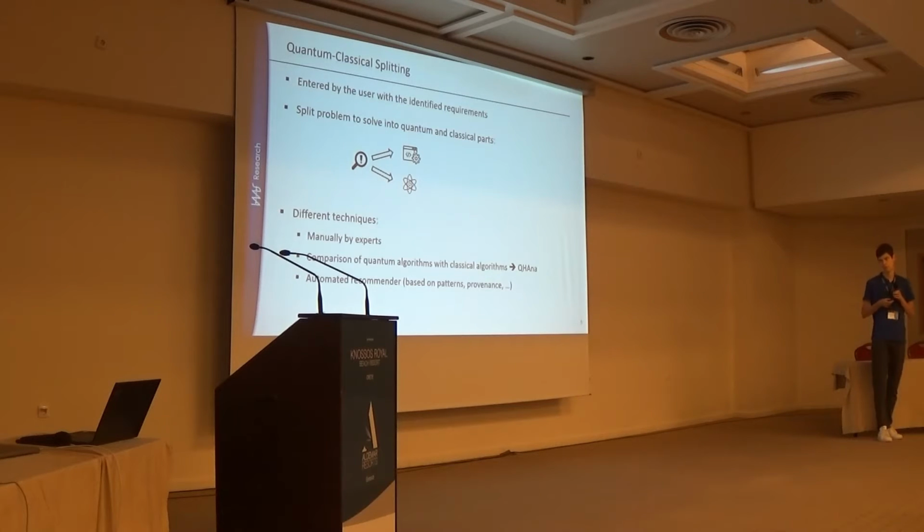Finally, this can lead to an automated recommender, which can, for example, be based on provenance data, as we will see at the end of my presentation, or also be based on patterns, and which patterns exist in the quantum computing domain will also be part of the next talk by Johanna.